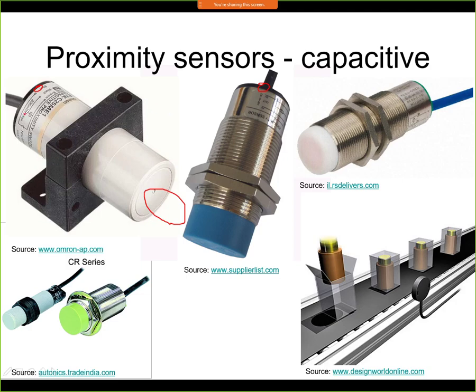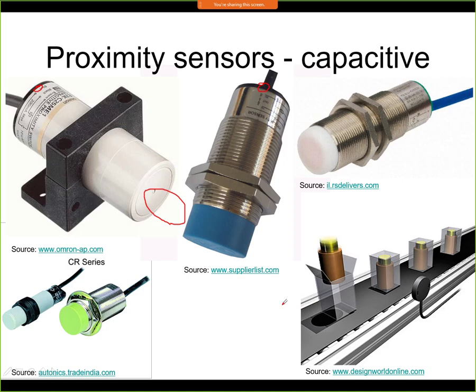We can see that this is the NPN output, because here we have a permanent connection to the plus voltage. On the other hand, here the plus voltage is connected there, and here the minus is connected permanently. So this sensor is a PNP output signal. In both cases, it can be normally open or it can be normally closed. There are many versions. Some have a metallic casing like this, some have plastic casing like that, but the functionality is exactly the same.